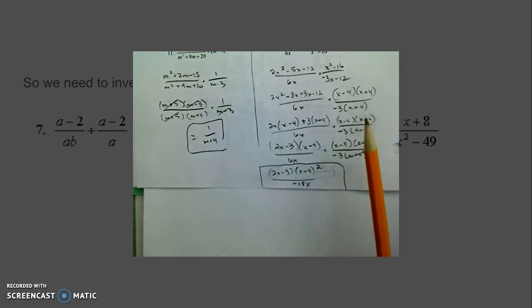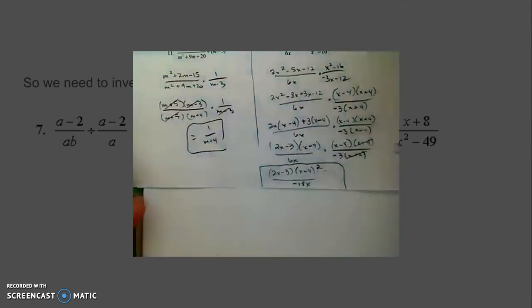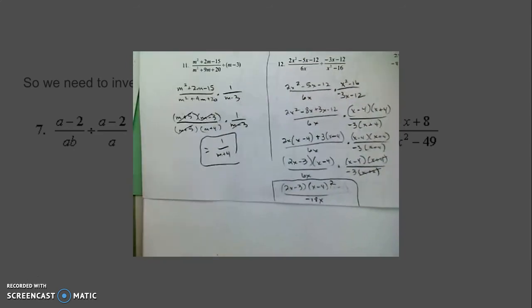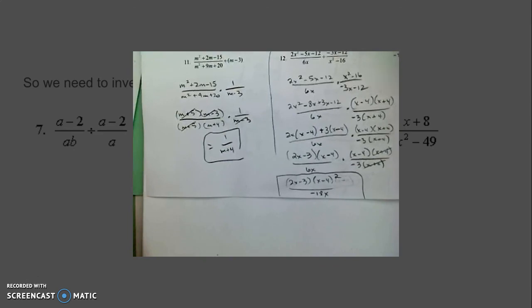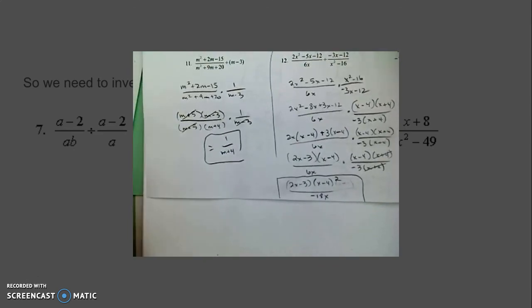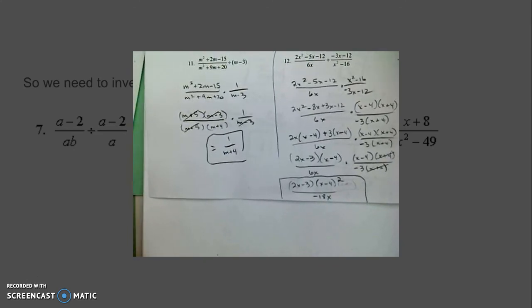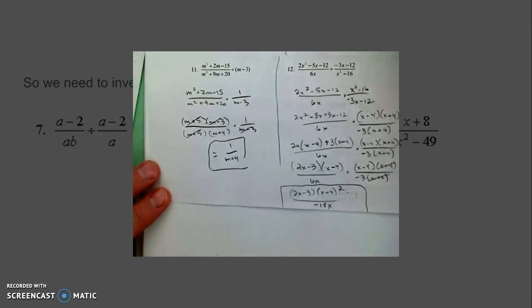Okay, this one took a little bit of work. You should have got 2x minus 3, the quantity, times x minus 4, that quantity squared, over negative 18x. So pretty good work on these. We're building on what we've done in the past with factoring, simplifying. Now we're multiplying straight across, and when dividing, we're multiplying by the inverse.